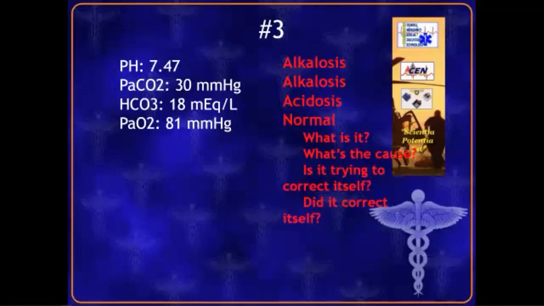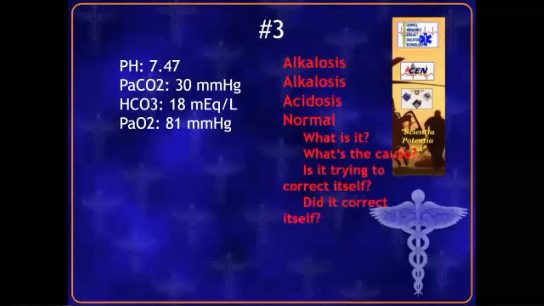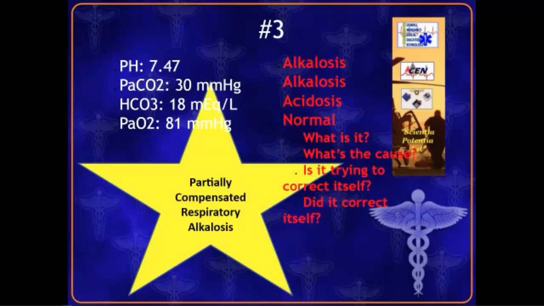respiratory alkalosis. Okay, so the CO2 matched the pH, so it's a respiratory alkalosis. The bicarb of 18 is abnormal, but not enough to make the pH back in its range. So partially compensated respiratory alkalosis. So this person has been hyperventilating enough that the bicarb's starting to change, okay?